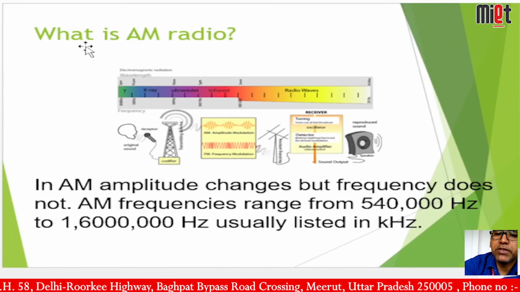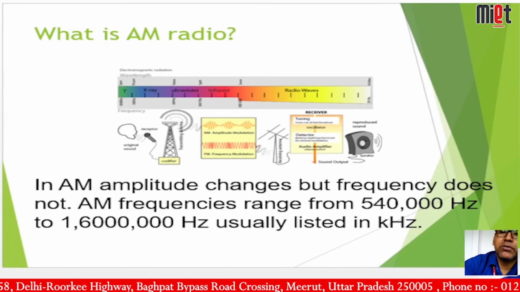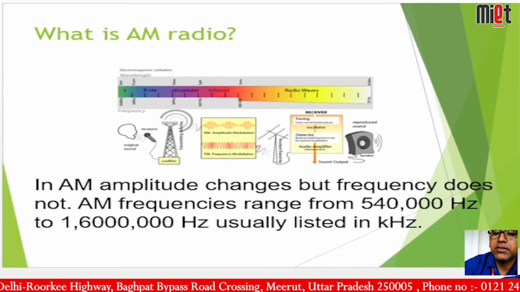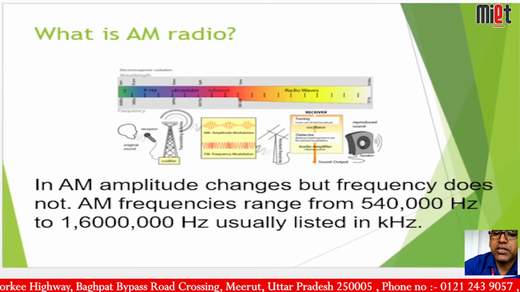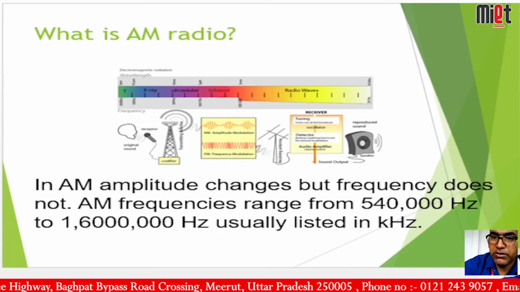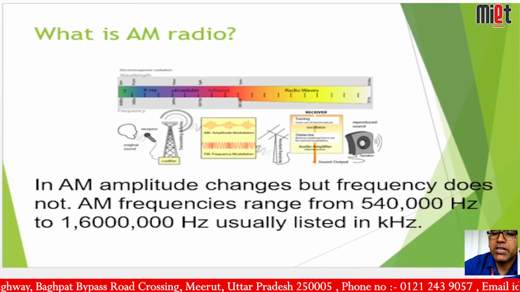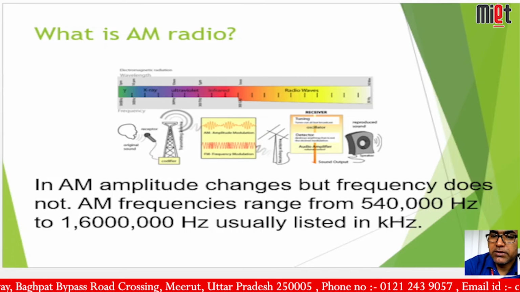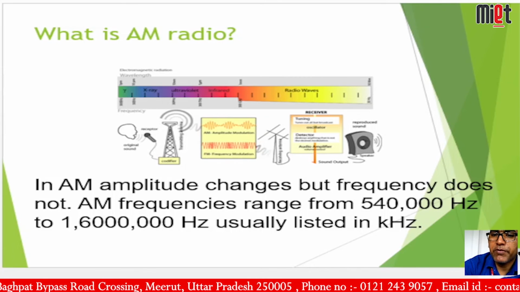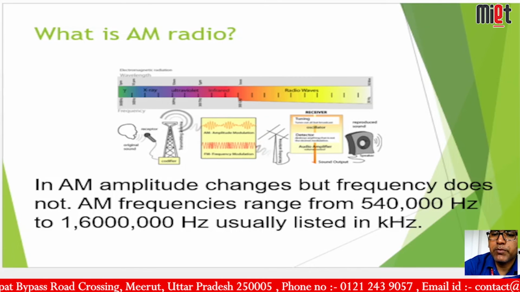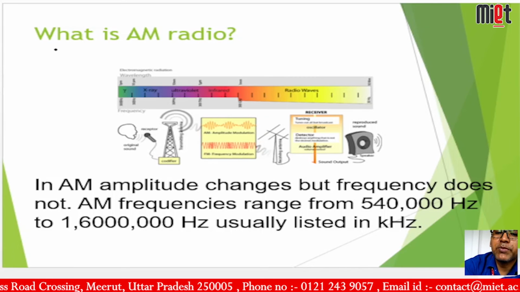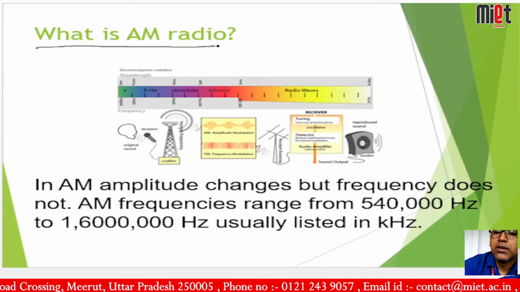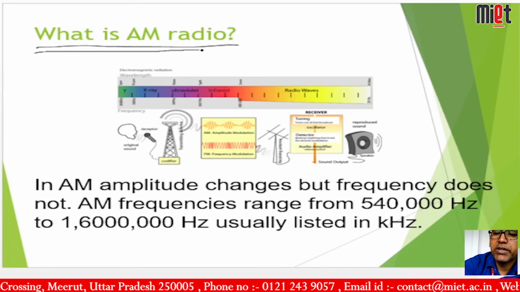What is AM transmission? When the information signal is sent through the electromagnetic wave in such a way that the carrier signal, which is the electromagnetic wave, is affected by the message signal so that the amplitude of the carrier signal changes as per the message signal, then that particular kind of wave will be called an amplitude modulated radio wave.